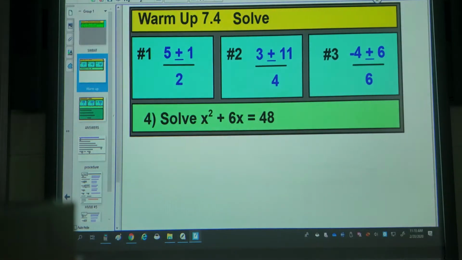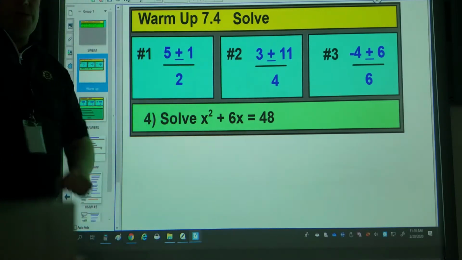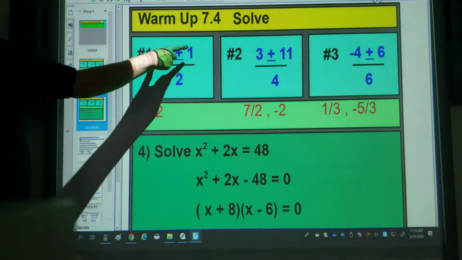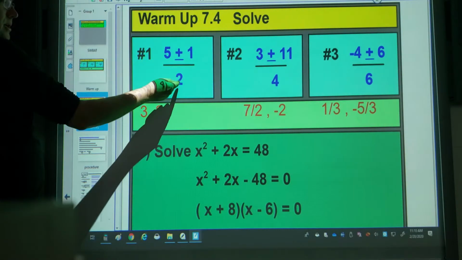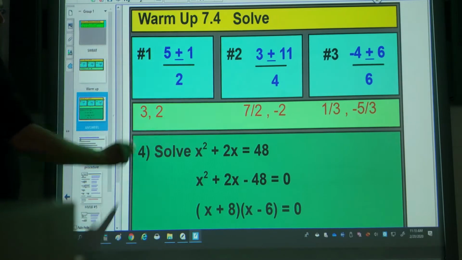Now, for my warm-up, I noticed a few people are still struggling at the end of the formula, once they've got to this stage, with what to actually do. So I just want to remind them that you actually split these into two. With the addition, 5 add 1 is 6, divide by 2 is 3. 5 minus 1 is 4, divide by 2 is 2.